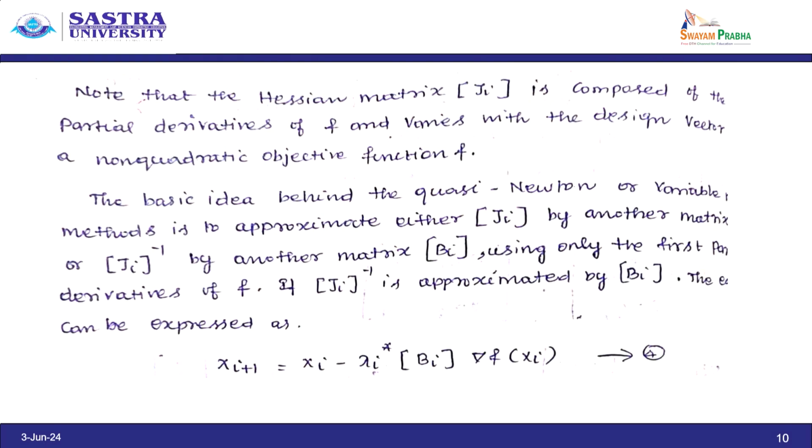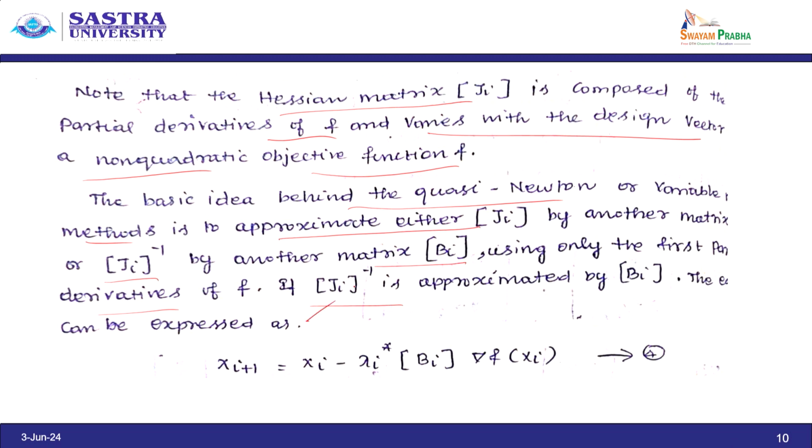Now, note that the Hessian matrix is composed of the partial derivatives of f and varies with the design vector for a non-quadratic objective function f. So, the basic idea behind the quasi-Newton or variable metric methods is to approximate either Ji by another matrix, or Ji inverse by another matrix Bi, using only the first derivatives of f. If Ji inverse is approximated by Bi, this can be expressed as x(i+1) equal to xi minus lambda i star of Bi into del of f of xi.